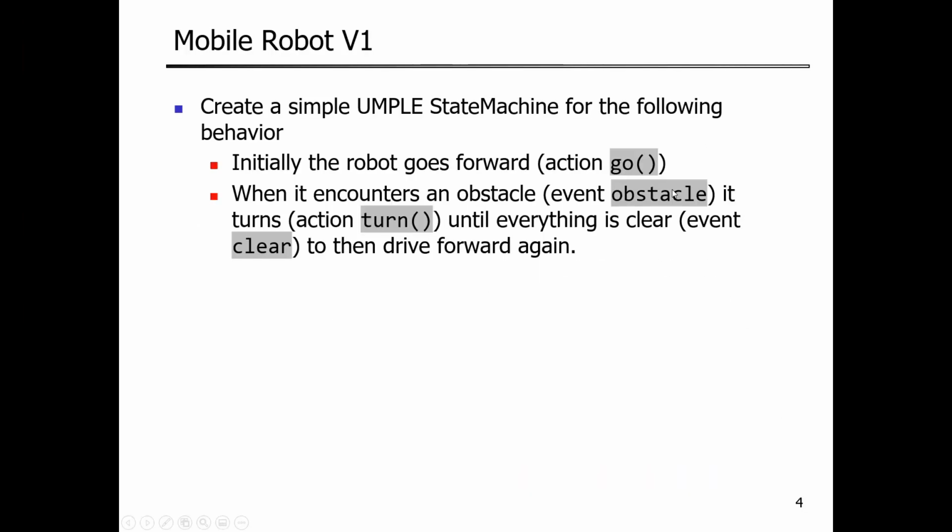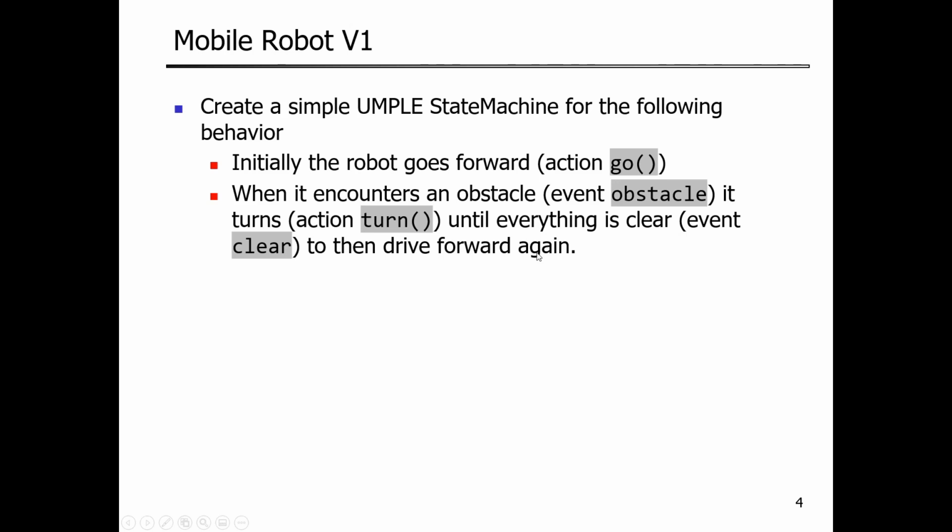The first task will be to create a simple UMPLE state machine for the following behavior here. So initially the robot should go forward, and there is an action that allows the robot to do this. This action would be go. So in our state machine, we would somewhere execute this action go. And then when the robot encounters an obstacle, this will be through the event obstacle. It turns, and it can turn to the action turn until everything is clear, which will be signaled by the event clear, and then it should drive forward again.